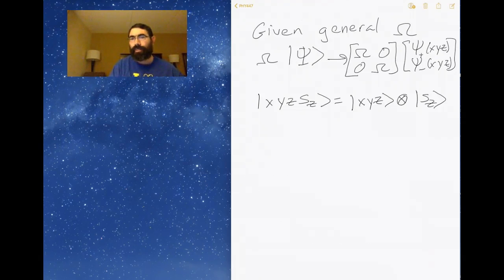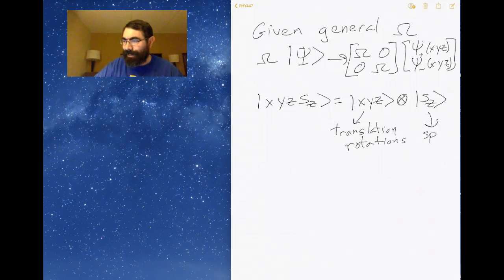Just like x, y, and z are orthogonal to each other, so we could break them up into a union of these three one-dimensional bases. We can also break it up into x, y, and z is all of the translational and orbital stuff, or the rotations. And this is just the basis for spin.